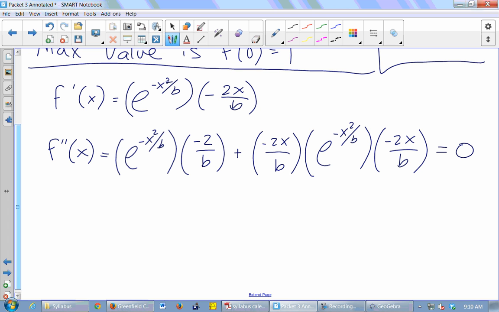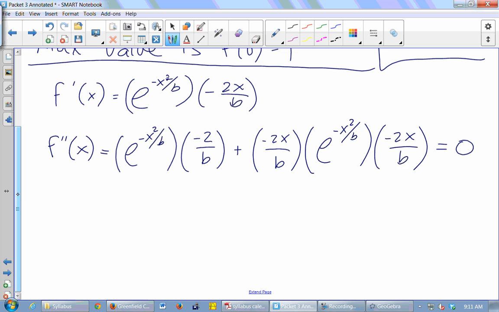And I'm just going to hope that I can factor, right, so that I can do the set-each-factor-equal-to-0 trick. And I definitely have some things that I can factor out here, things that appear in both terms, like the e to the negative x squared over b. It's in both terms, and so is negative 2 over b.